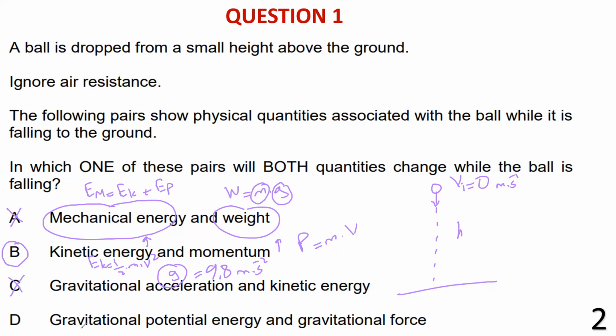And then option D, gravitational potential energy is decreasing, because at the highest point potential energy changes to kinetic energy. But gravitational force and weight are the same thing, m times g, and they don't change. So potential energy is changing, but they're asking for both to change. The answer is B. All right, we have done our question 1.